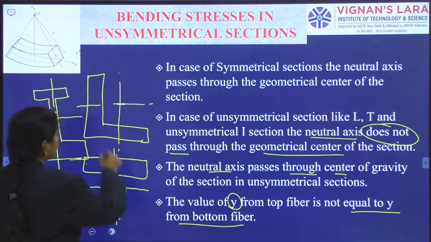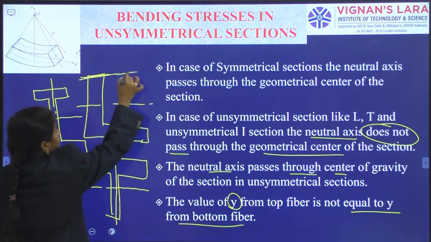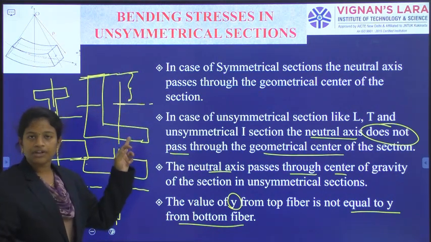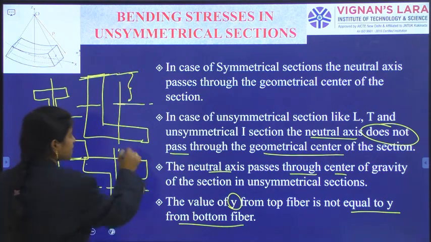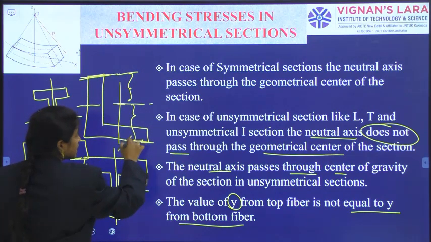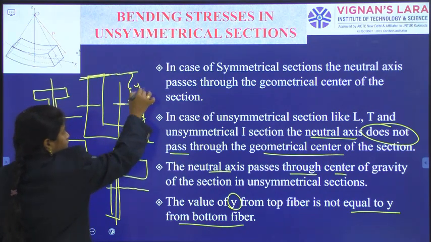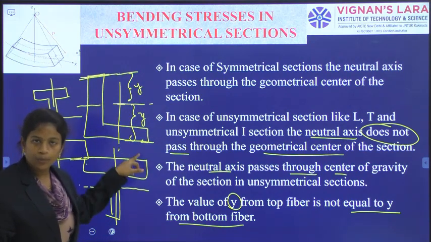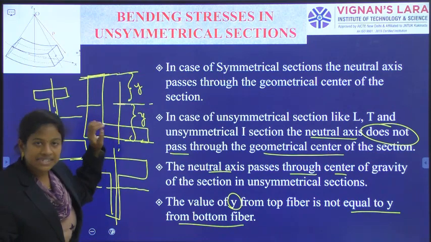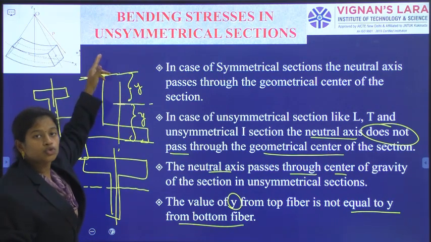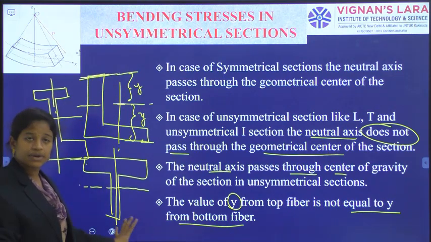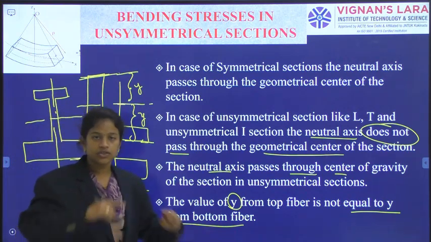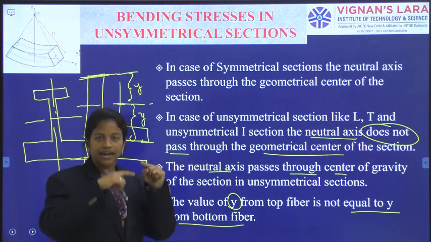Okay. So, when you see from the top fiber, there is a measurement of y to the neutral axis, and from the bottom fiber there is another measurement from the bottom layer. So, from the neutral axis to the bottom layer, the measurement is different from the neutral axis to the top layer. Whatever is the unsymmetrical I section, this is the thing happening. So, y to the top and y to the bottom.